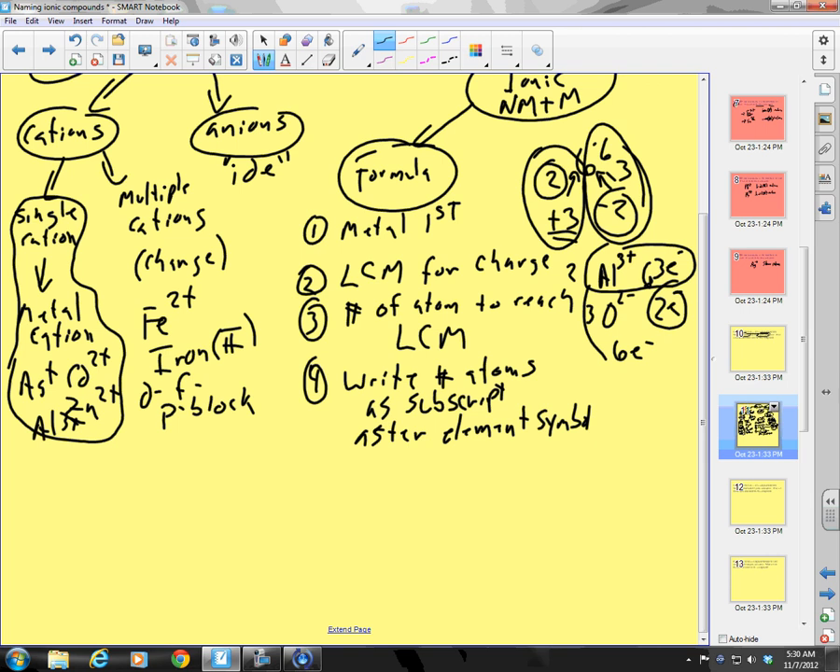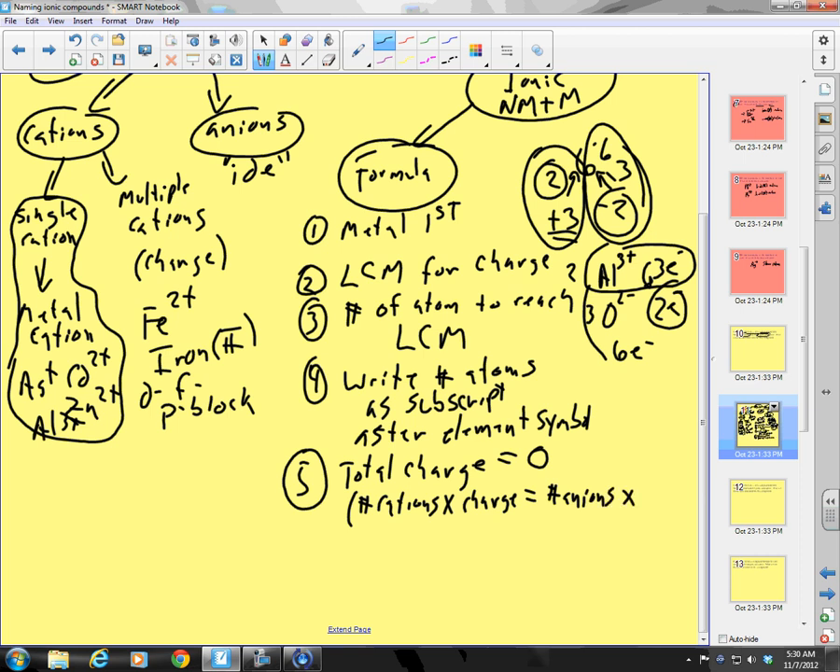Okay, and really the overall writing thing here is my charges, the total charge. And what does that mean, total charge? Number of cations times charge must equal the number of anions times charge of anion. Total charge must equal 0. Sorry, that's a little messy.